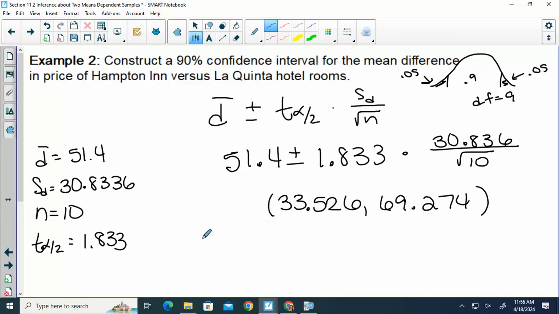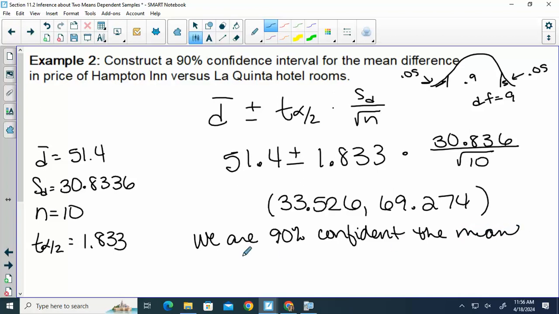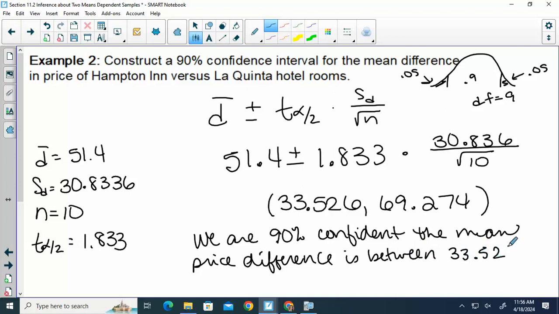So what this means, we are 90% confident the mean price difference is between 33.526 and 69.274.